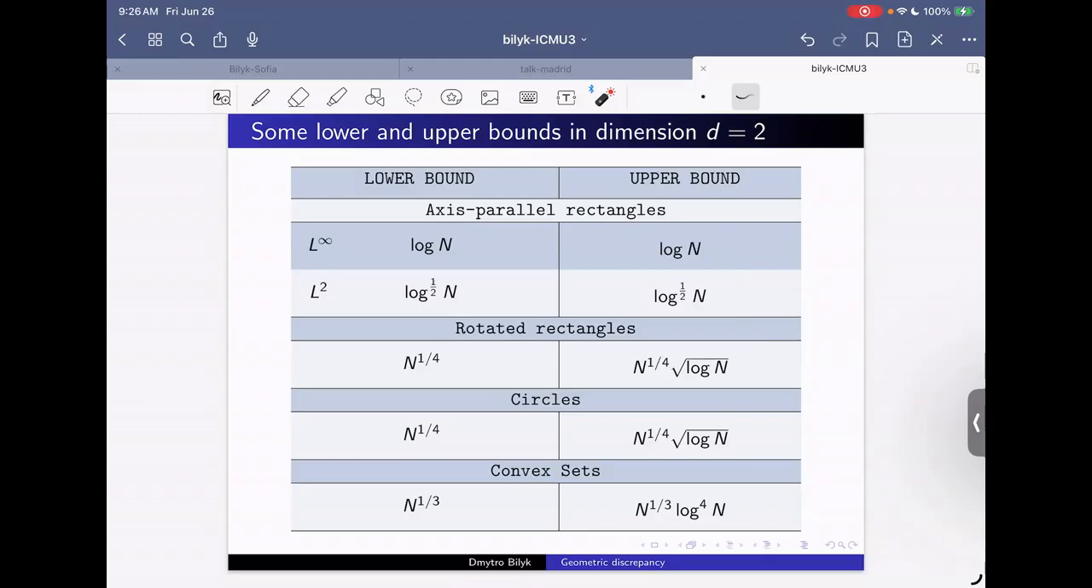Where does the square root of log come from? Without going into details, let me try to convince you that the square root of log here is natural. Actually, if you look at the supremum discrepancy, you need to use some large deviation inequalities, right? You're looking at the supremum of some large collection of random variables. You want to see what's the probability that it can be large. Well, you look at the large deviation inequalities.